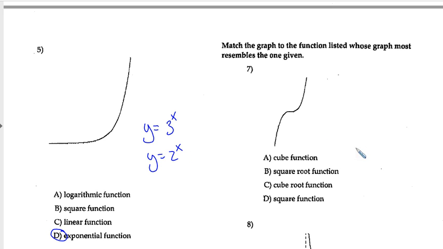On the next one, we've seen a square function, and we know a square function looks like a u, like a parabola. We've seen a square root function. A square root function goes like this. So in this case here, we're either a cube root or a cube function. In this case, we are a cube function. So this would be something along the lines of y equals x cubed.